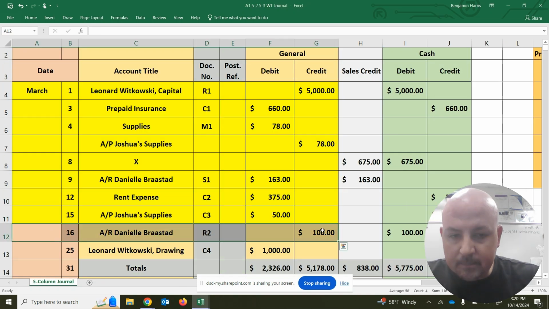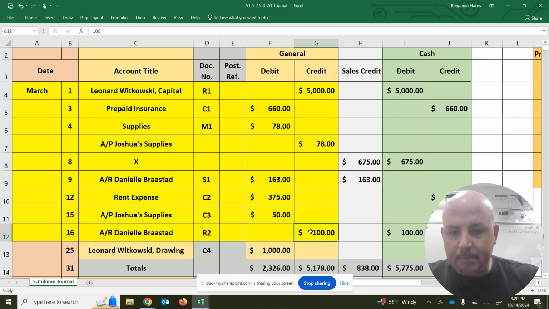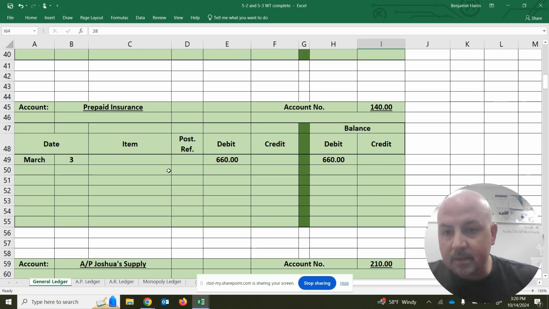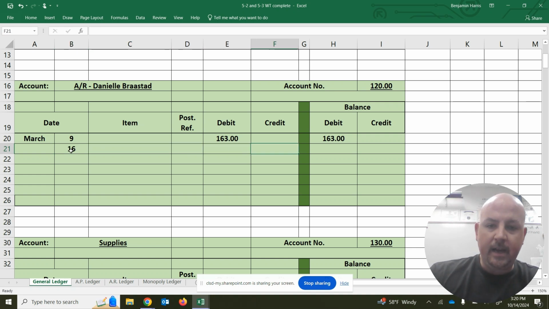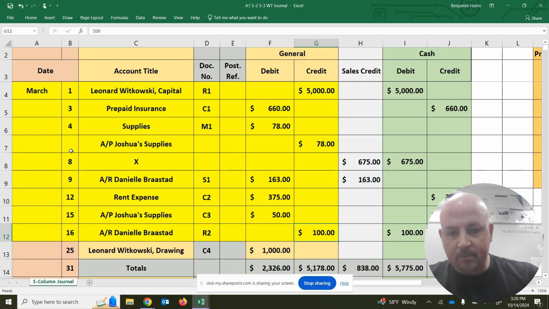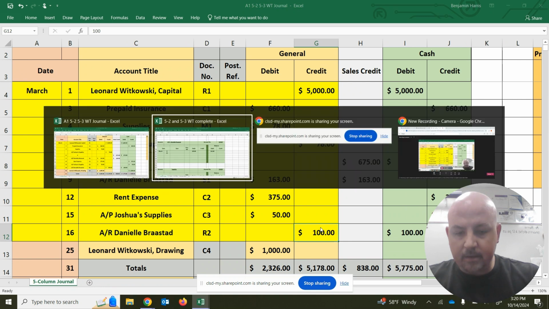Now to Danielle. She's going to pay us some money here. As you can see, we have a cash debit in that same amount of $100. Let's go find Danielle's account there. The date is the 16th, and we have a credit, as you can see right here, credit amount of $100.